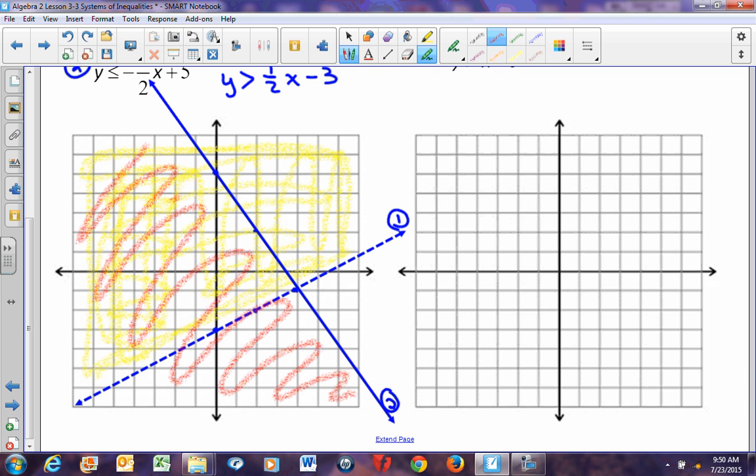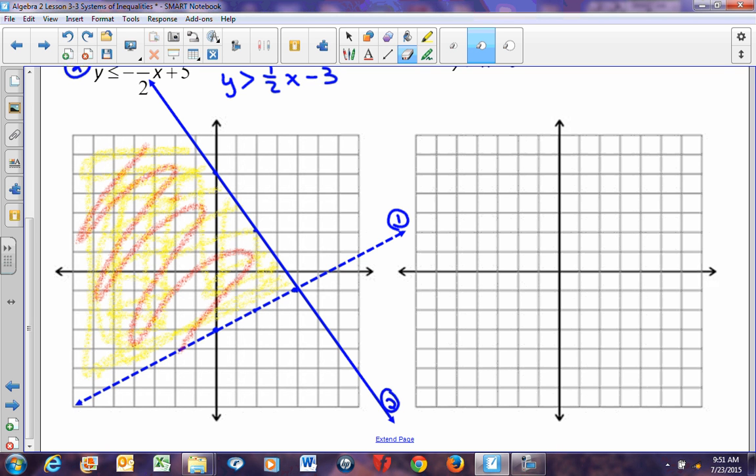Which means the solution is where the two things overlap. I'm just going to erase where they don't overlap. So that's the solution to this system of inequalities.